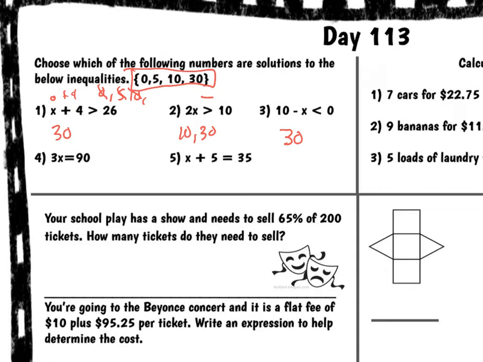So is 3 times 0 90? No. Is 5 times 3 90? No. 10 times 3, 90? No. But 30 times 3 is 90. So 30 is a solution. And then we also know 30 is going to be a solution here, because 30 plus 5 is equal to 35.